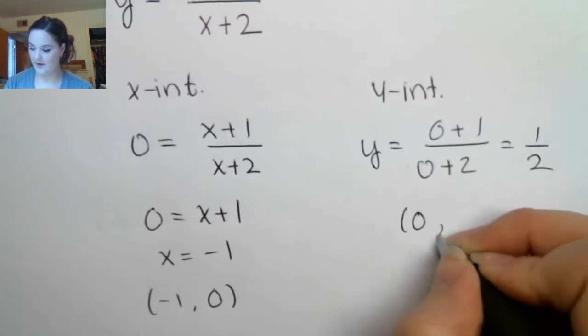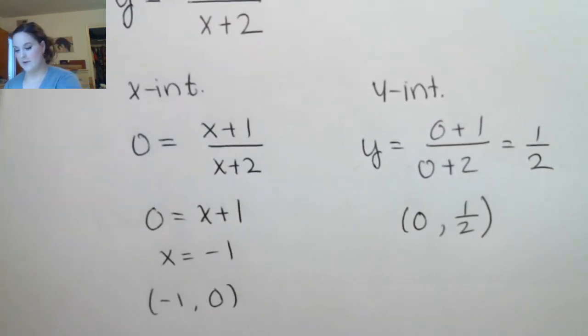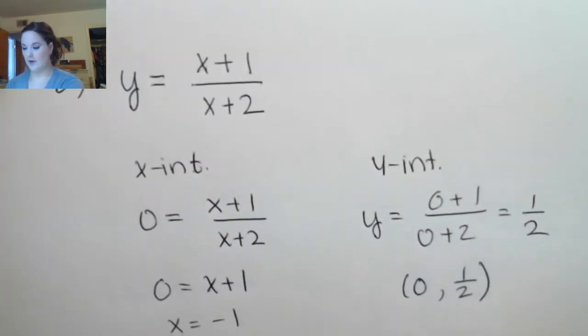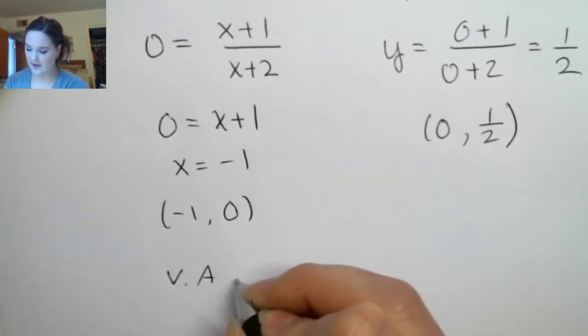Okay, and I get my y-intercept 0, 1/2. All right, now I'm going to find some asymptotes. My vertical asymptote is going to come from the root of this. So my vertical asymptote is going to be x equals -2.